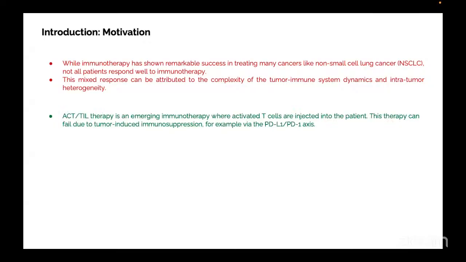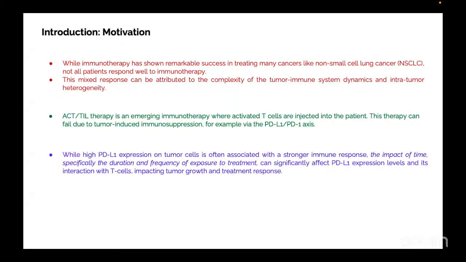So there is this emerging immunotherapy called adoptive cell therapies or TIL therapies, where activated T cells are injected into the patient. And this therapy is not foolproof. It also fails because of tumor-induced immunosuppression, for example, that's posed by the PD-L1, PD-1 axis. So while high PD-L1 expression on tumor cells is often associated with strong immune response, the impact of time, specifically the duration, the frequency of the treatment to strike the tumor, these are all very important.